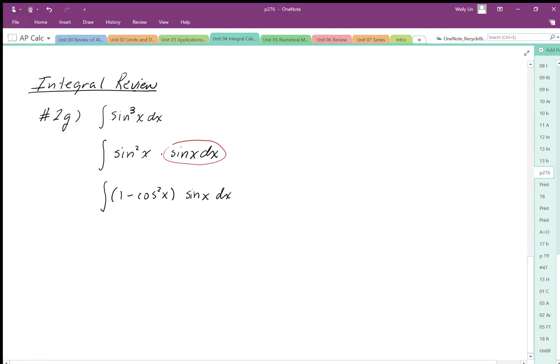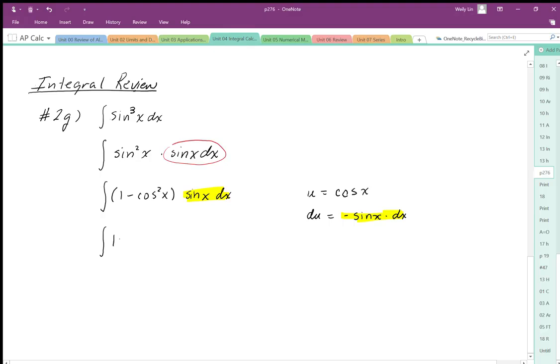And now we can use the substitution. We can let u equal cosine x. And so du works out to be negative sine x, and then we can times that by dx. And that outside, this derivative will take care of the outside portion of this integral.